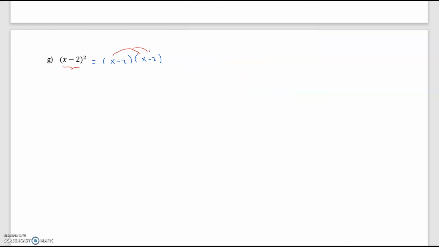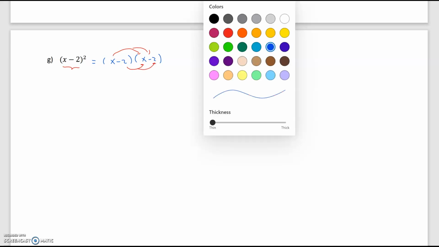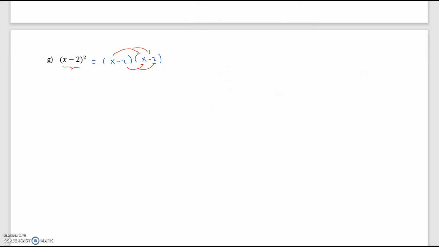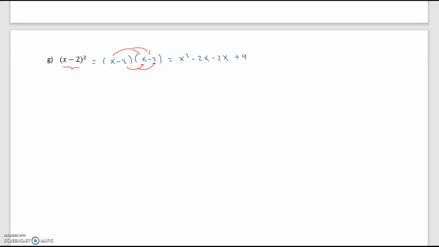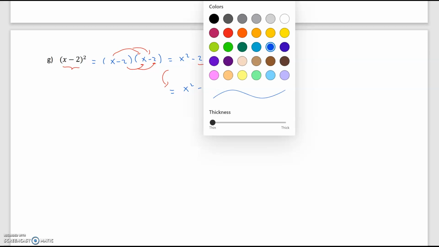So the x is going to multiply these two, the negative 2 those two. And let me start with the x. So in this case, this will be an x to the second minus a 2x and minus another 2x plus a 4. Now in this case, these are not conjugates. Notice that the middle terms actually combine. So this is just x to the second minus 4x plus 4.